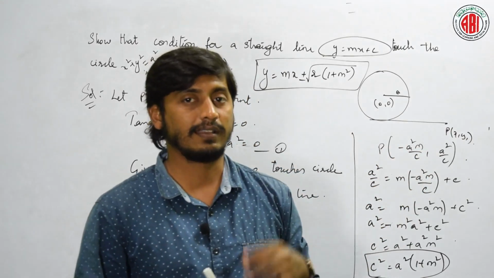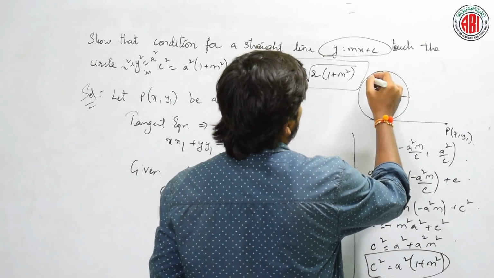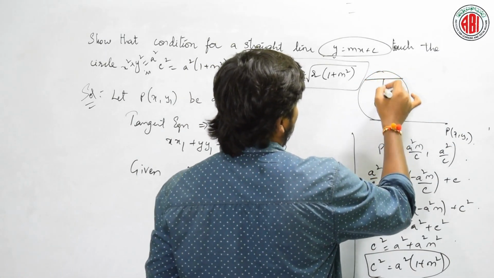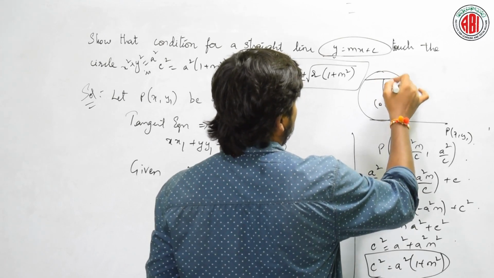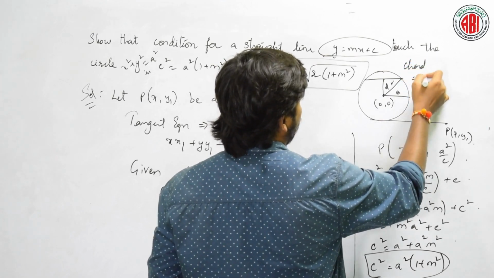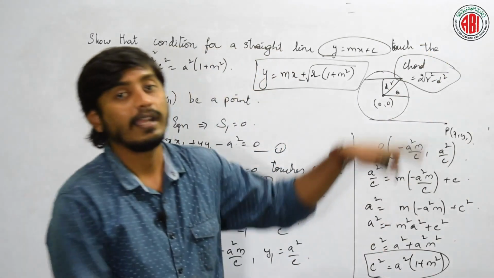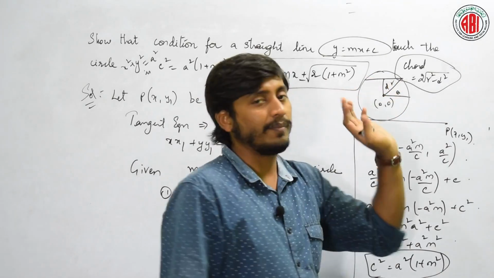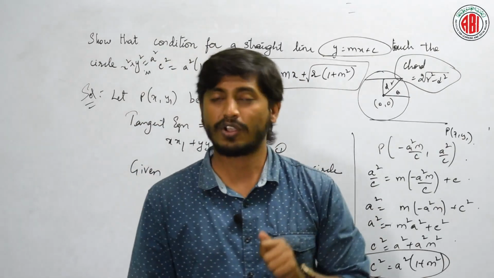And not only this, there are a few more formulas we have to remember. One is the length of a chord. Let us say this is a chord, and the perpendicular distance from the center is d and the radius is r. Therefore, the length of the chord is 2√(r² − d²), where r is the radius and d is the perpendicular distance of the chord from the center. Is it right? That is the length of a chord.